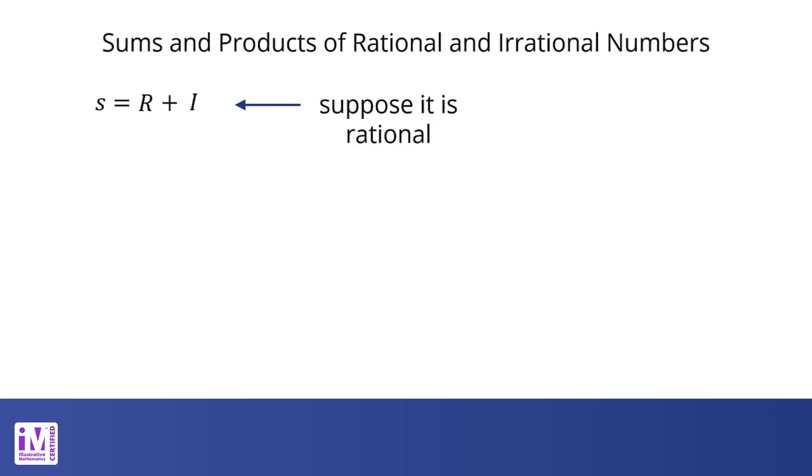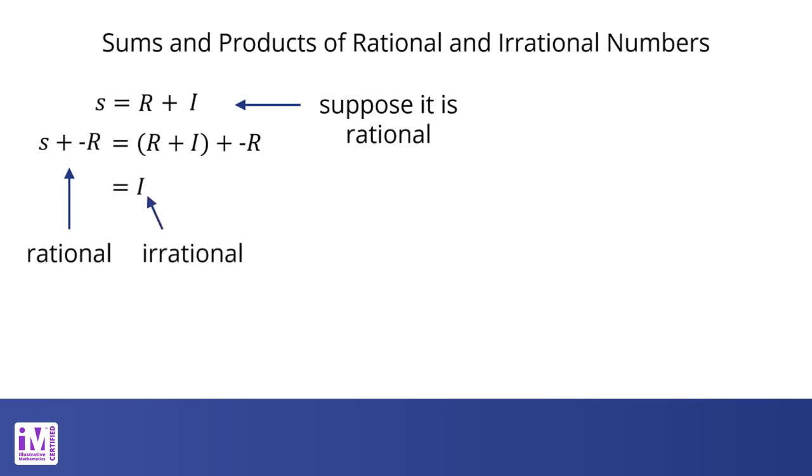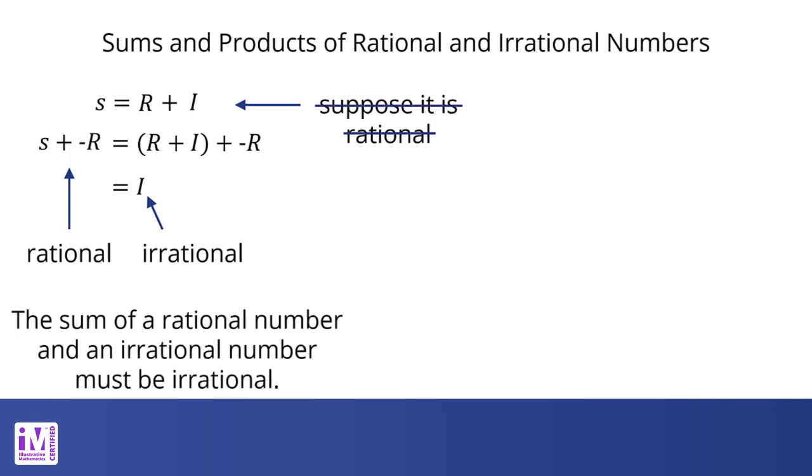If S is rational, then S plus negative r would also be rational, because the sum of two rational numbers is rational. But S plus negative r is r plus I plus negative r, which is I, an irrational number. S plus negative r cannot be both rational and irrational, which means that our original assumption that S was rational was incorrect. This means S, the sum of a rational number and an irrational number, must be irrational.